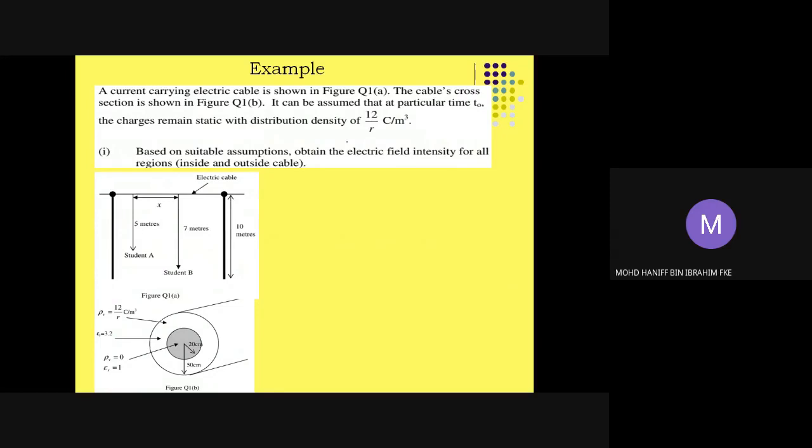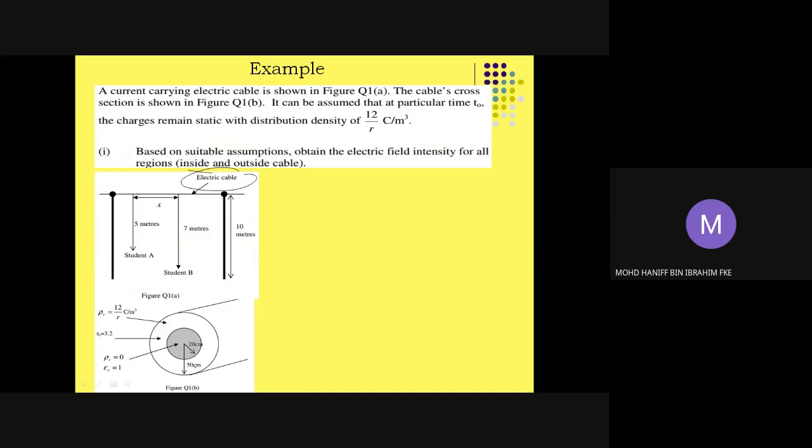This is an example related to the concept of potential, and we also use some ideas from Gauss's Law to find the electric field intensity. In this example, we are given a case of a current carrying electric cable, which is shown in this figure, question 1a. So your cable is located here. The cross section of the cable is given by question 1b. So this is the cross section of the cable. It consists of 2 conductors basically, 20 cm radius, rho v is 0, relative permittivity is 1.